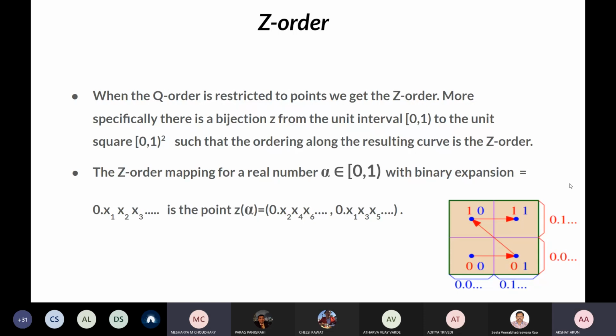On the right hand side, we have a figure containing 4 points. So here we can index the x and y axis using 0.0 and 0.1, and in the given fashion we can interleave the binary values to get the value of alpha, and the points will be visited in the increasing order of alpha, which is 0.00, 0.01, 0.10 and 0.11 in this order.